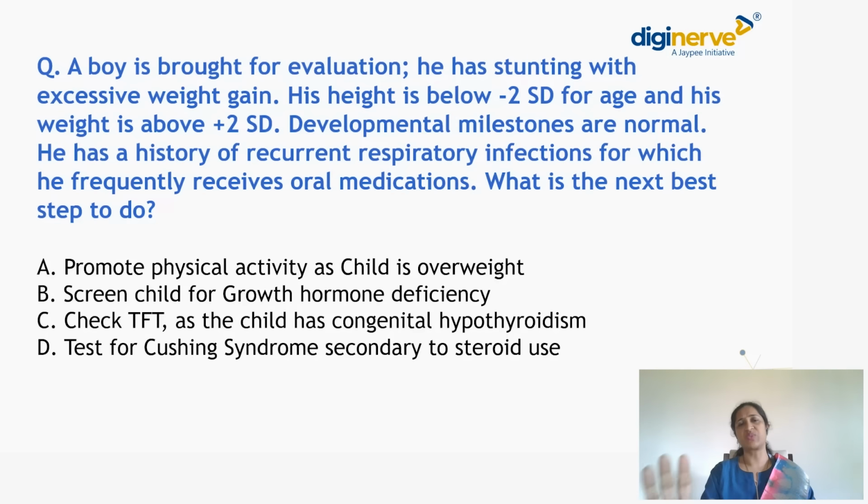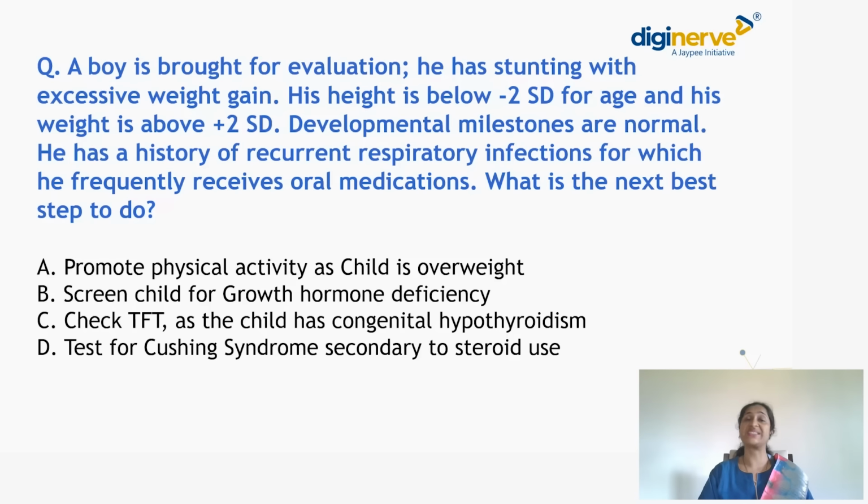Now, let's look at this question very clearly. Here's a child who's short and obese. Now, there should be a reason why he's short and obese. His development is normal. So, automatically, many of these congenital syndromic children get ruled out here. Now, they have given another important part of history which says he has recurrent respiratory tract infections and has been getting multiple oral medications for that. So we should keep that in mind when we evaluate the options.